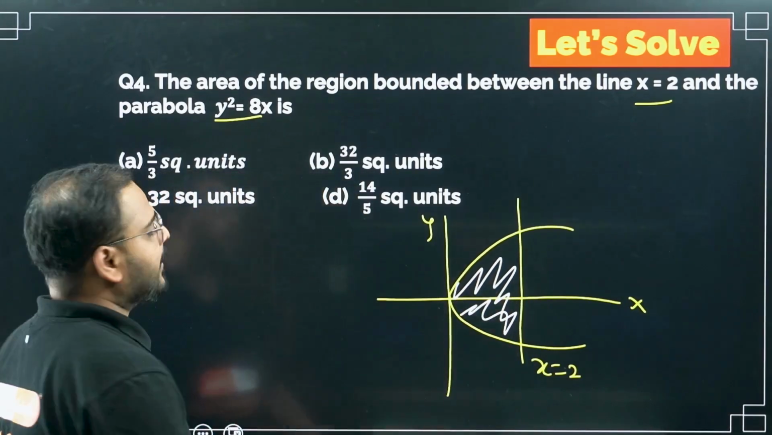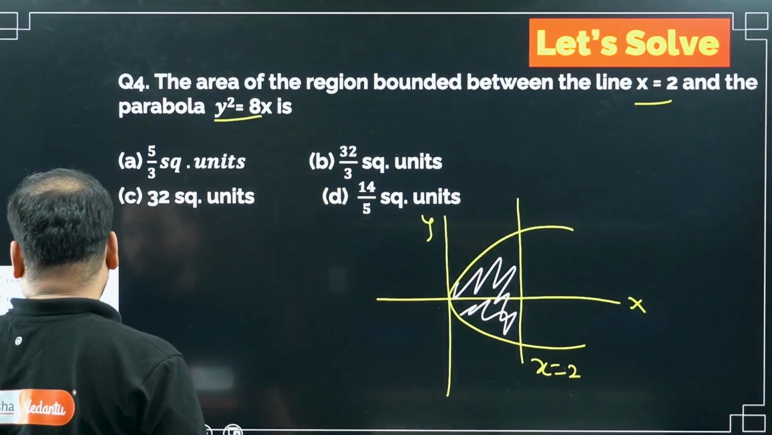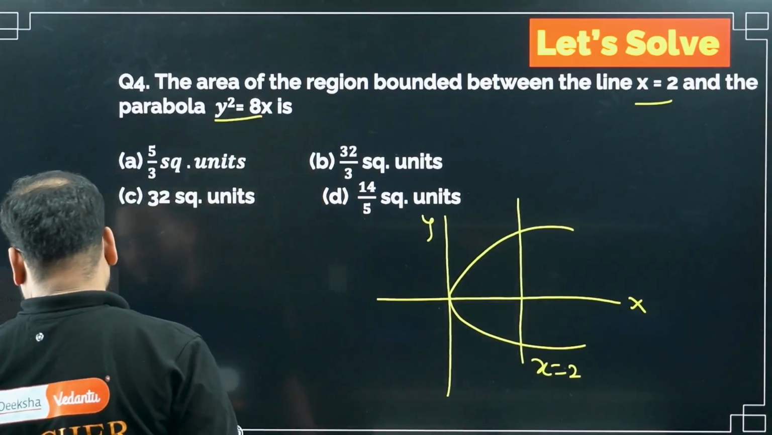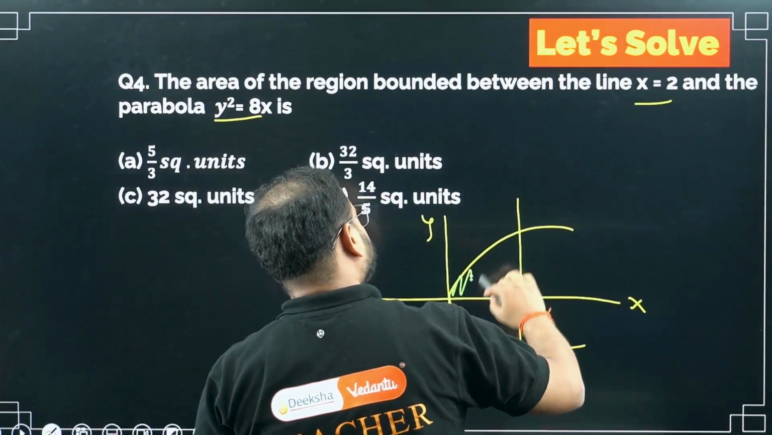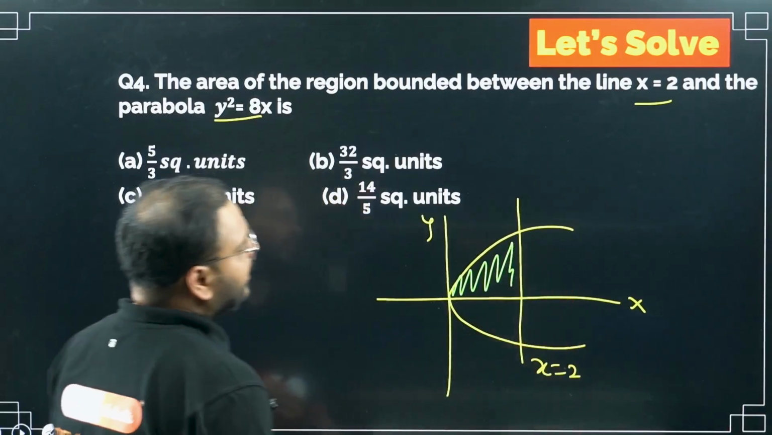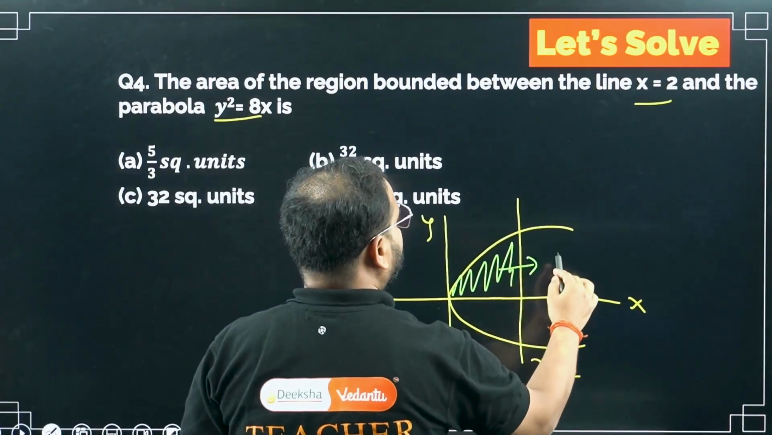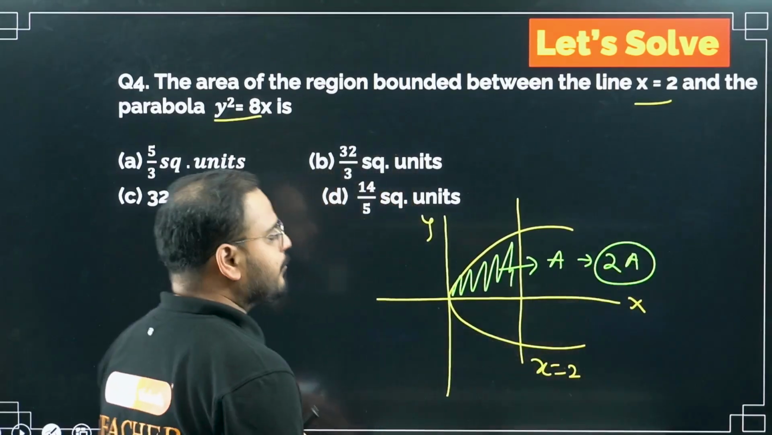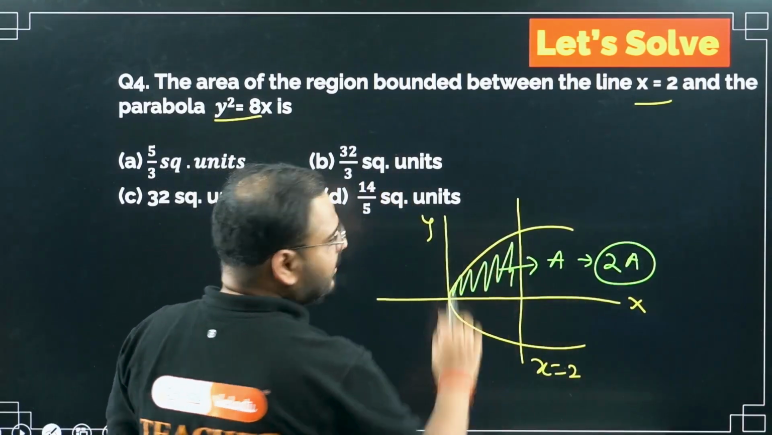Both of them. Okay, but do we need to do both the areas? No, actually what we can do is find one of the areas, only this part, and then find this area A, and then take 2A, double it, then you're going to get the entire area.